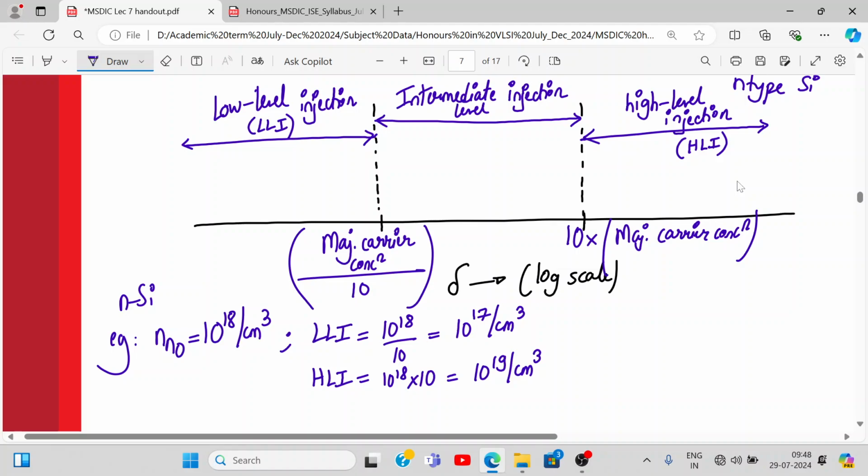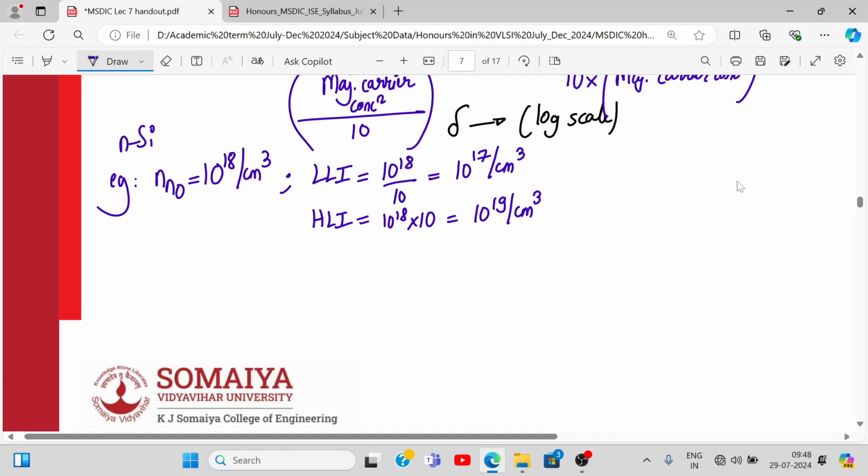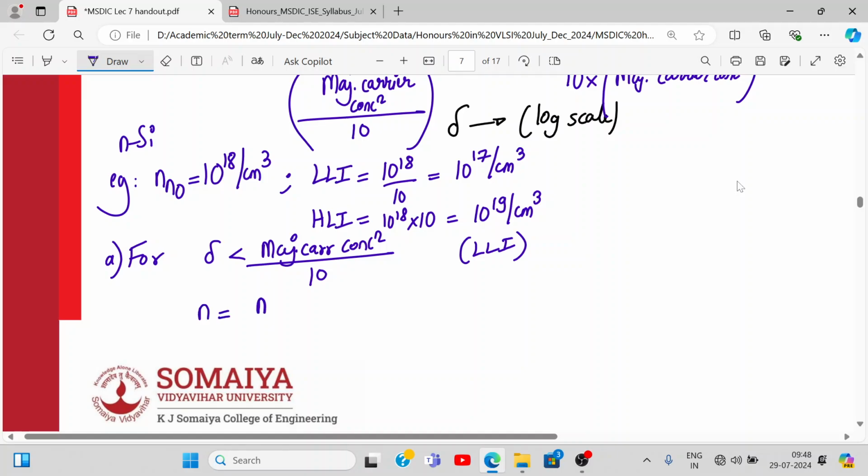Remember, whenever you have excess carriers, the minority carrier concentration will be disturbed. What do you mean by that? Let's see an example. So write down: for delta less than majority carrier concentration divided by 10, that is low level injection, n is equal to n0 plus delta n, less than n0 by 10, correct?